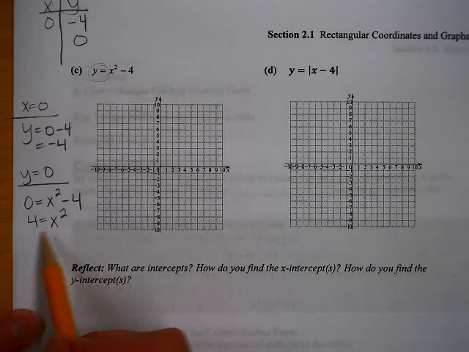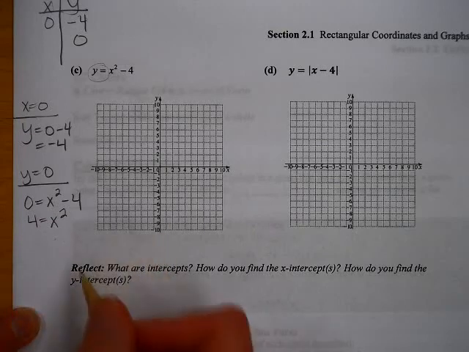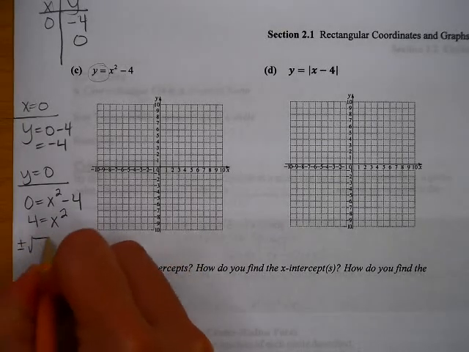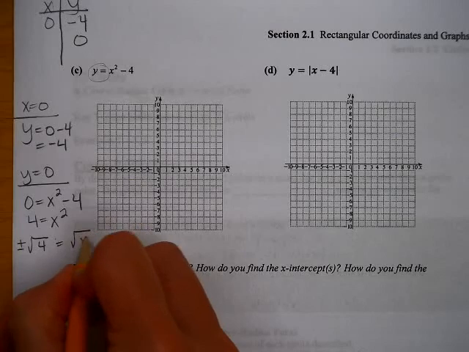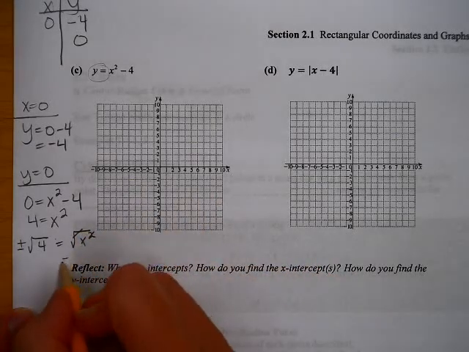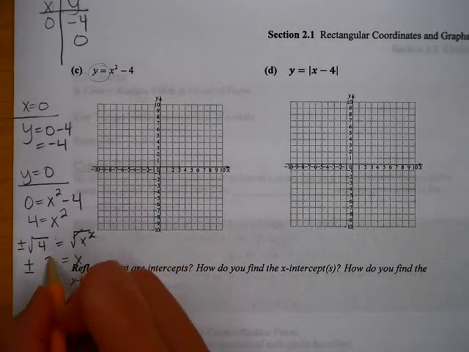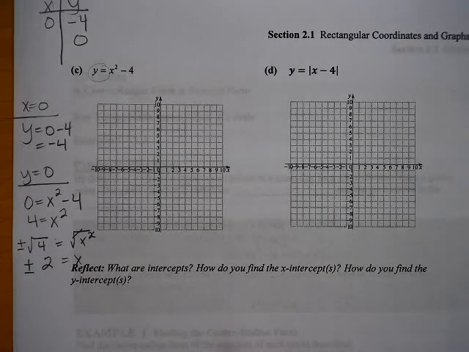To solve this, I can use the square root method. I have an x squared on one side, constant on the other. All I have to do is take the square root of both sides, but don't forget we also need plus or minus. So plus or minus square root of 4 equals the square root of x squared. Well, remember the square and the square root cancel each other out, so you have x equals plus or minus the square root of 4, which is 2. So I actually have two values here. I have 2 and negative 2.